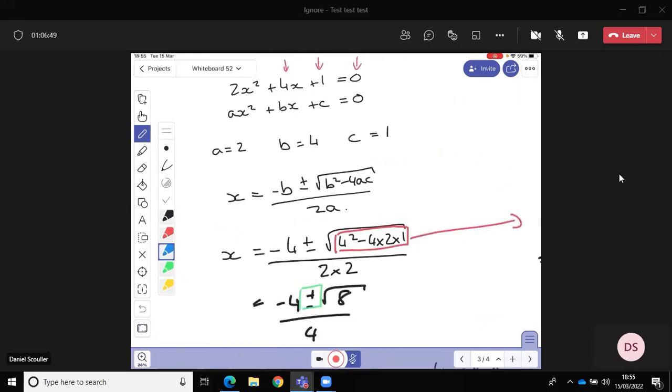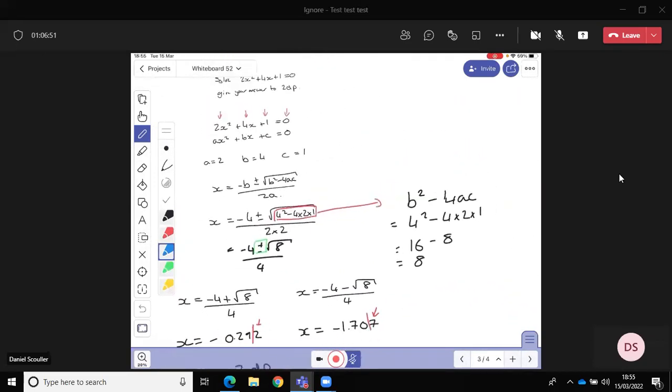Okay, so that part I've taken out in red there. The number 8 is greater than 0, so that's correct. In this year's exam, it can't be negative. Chances of them giving you equal to 0 are pretty slim, but it could come up. If it's equal to 0, then you only get one answer.